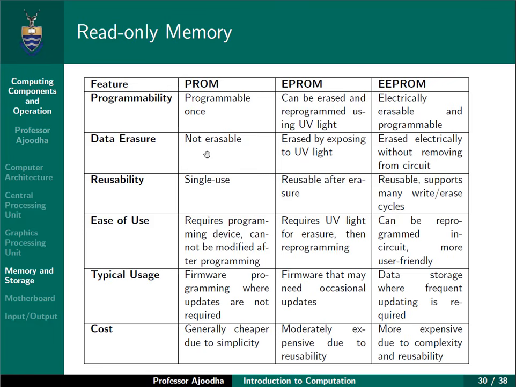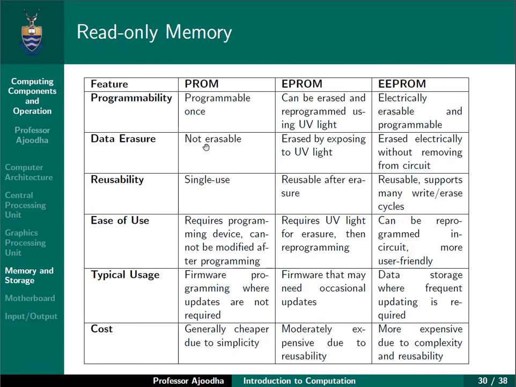So there are different types of read-only memory. I spoke a lot about RAM, but I didn't speak a lot about ROM. There are different types of them: PROM, EPROM, and EEPROM. I just put it up here so you can see that they are different types, even though I'm not going to talk about them in a lot of detail.